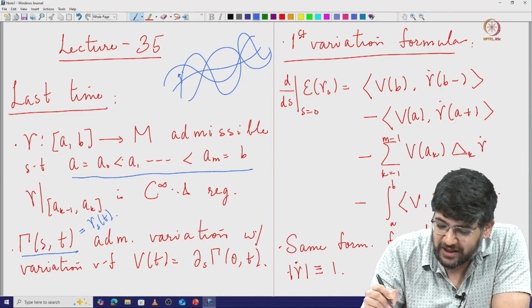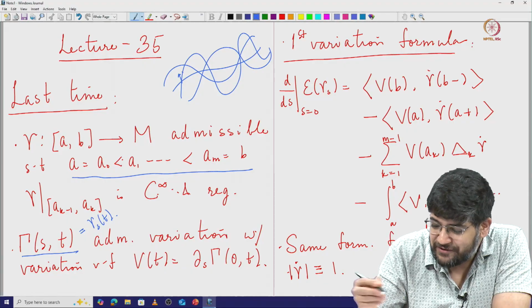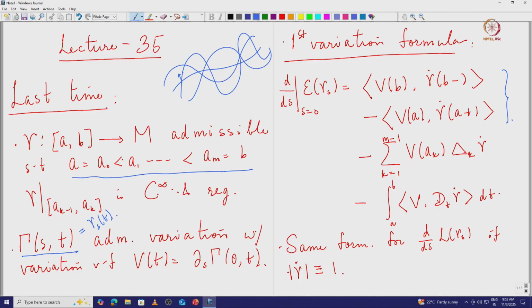Then the first variation formula computes the first derivative of the energy functional applied to gamma_s, and it is given by this. First you have two boundary terms coming from the fact that your variation may not be proper. If your variation is proper, which means that the variation keeps the endpoints fixed, then the boundary terms will vanish because V(a) will be 0 and V(b) will be 0. Then you have a term that comes from the fact that gamma need not be smooth, so there might be jumps in the velocity vector at a_k, and then we get the principal term, which is an integral of the inner product of V with the intrinsic acceleration.